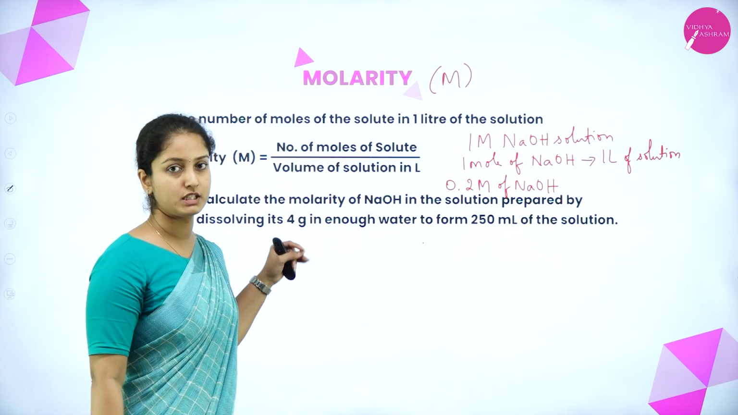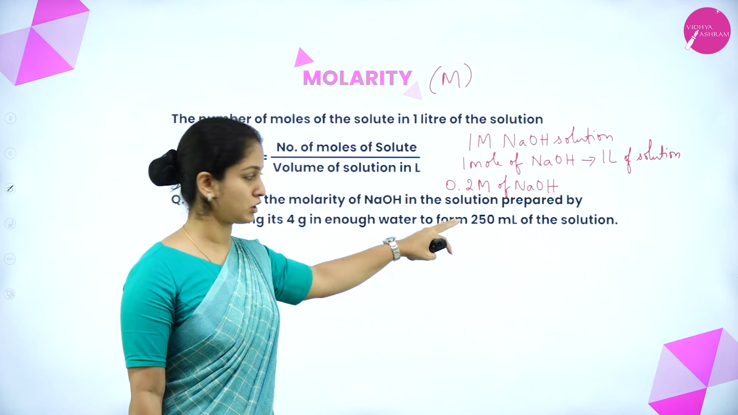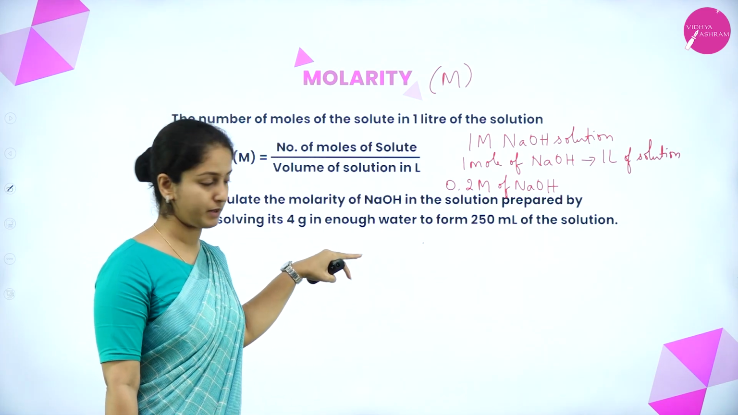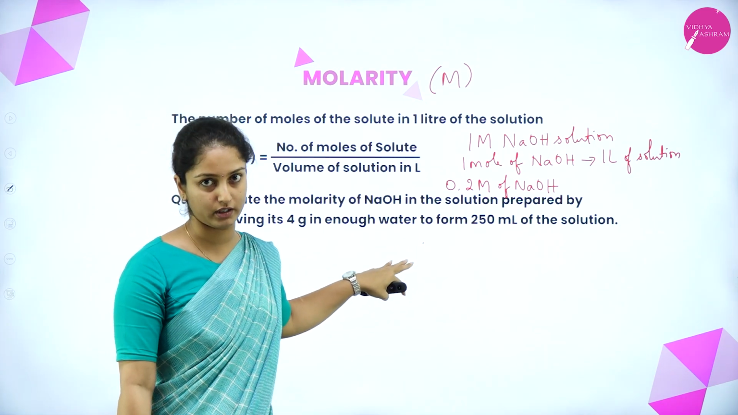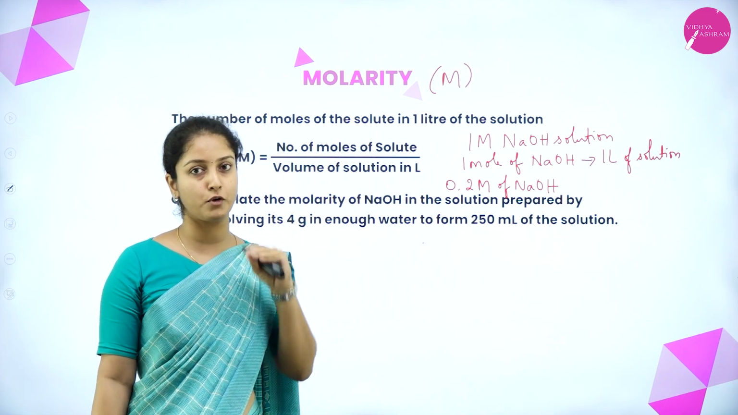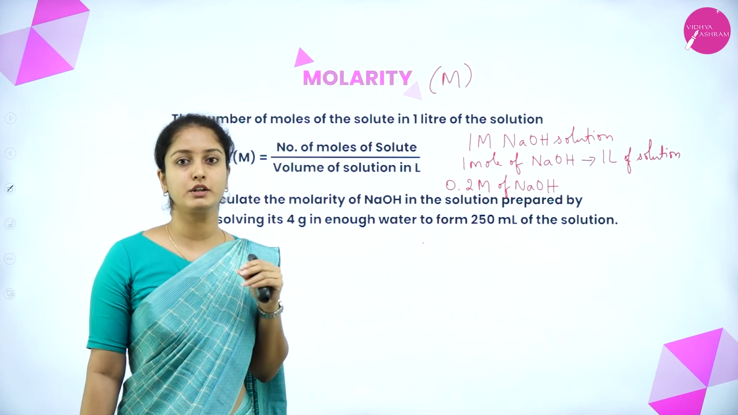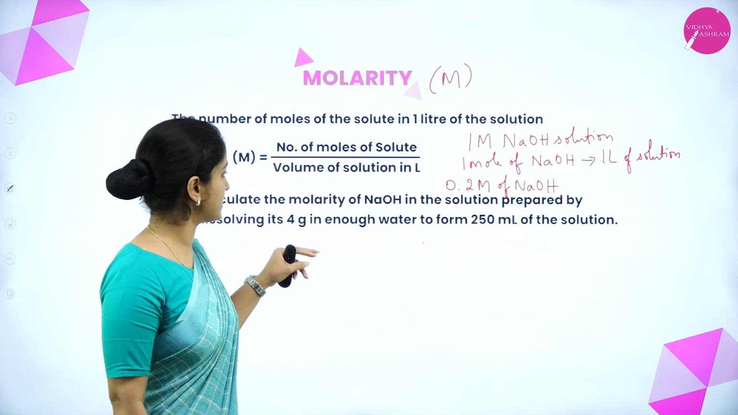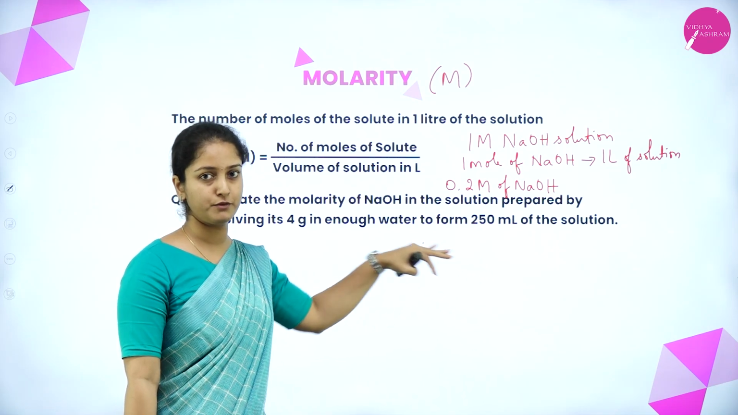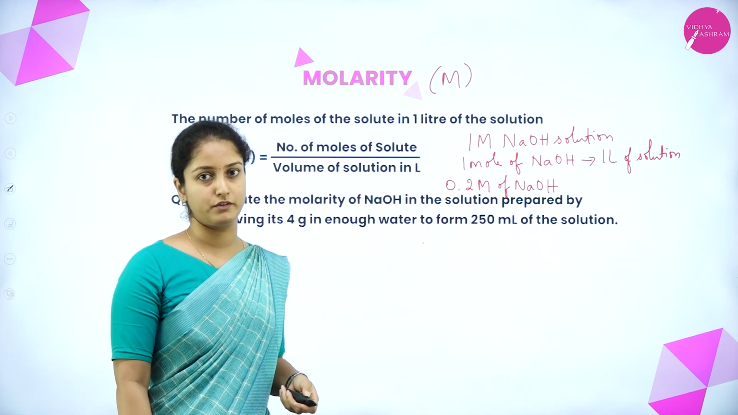So we shall try to solve this question: calculate the molarity of sodium hydroxide in a solution which is prepared by dissolving 4 grams of sodium hydroxide in enough water to form 250 ml of the solution. So 4 grams of sodium hydroxide is added to water to prepare 250 ml of solution. So what is given? Mass of sodium hydroxide dissolved in the water is 4 grams and volume of the solution is 250 ml.